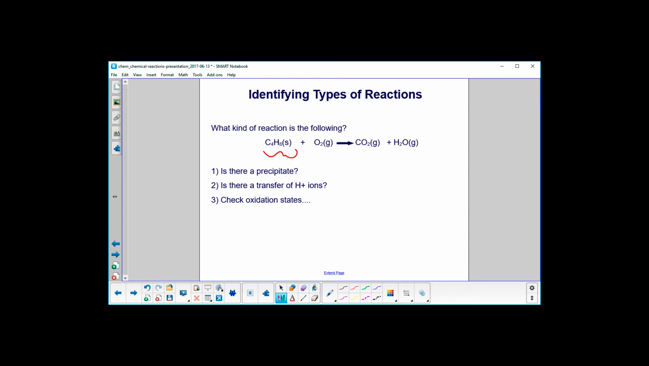And there's several steps. Is there a precipitate? Is there a transfer of H+ ions? And check the oxidation states. We will do that on the next slide, but give it a shot yourself before you move on.